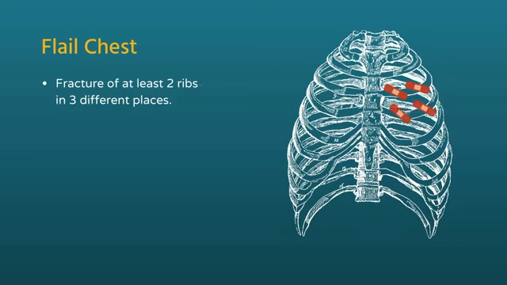So the first one is the flail chest. And it's one of those types of injuries that often gets missed by EMS providers. And it's not for the lack of trying, it's just that everybody expects to see the characteristic paradoxical motion in that particular patient. When you've got a fracture of at least 2 ribs in 3 different places, you have a very unstable portion of that chest.